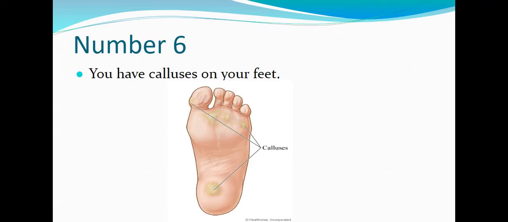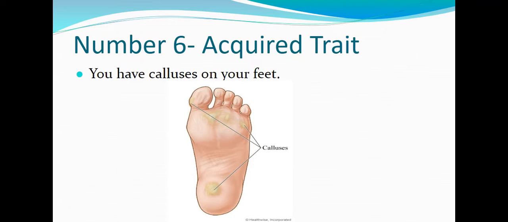Number six, you have calluses on your feet. I for inherited or A for acquired. You said acquired, you'd be exactly right. This is something that develops over time. This was not something that was passed down to you from your parents.